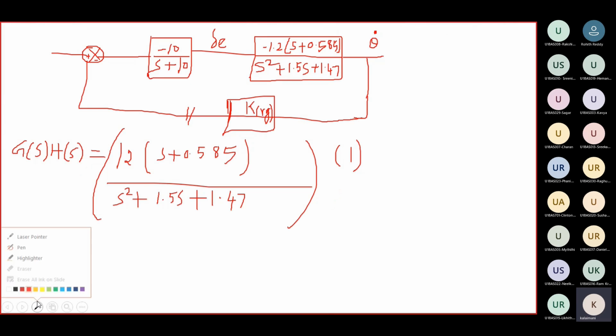Then how can we write the code for this in MATLAB? We already solved many problems on how to sketch a root locus, so we try to sketch this root locus using MATLAB. Here we need to define the transfer function. This is your loop transfer function, starting with the numerator, so I'll use this.